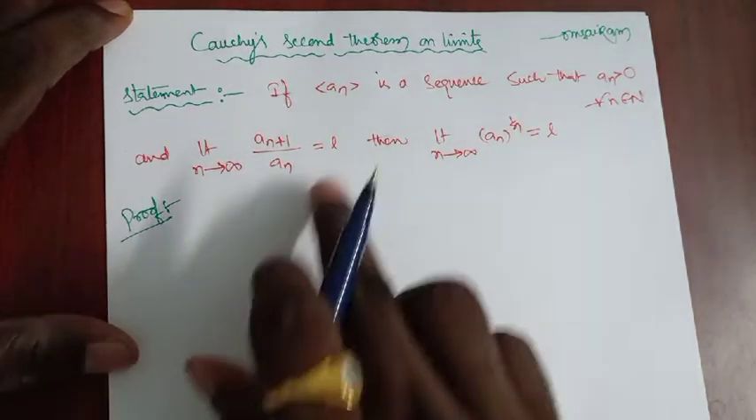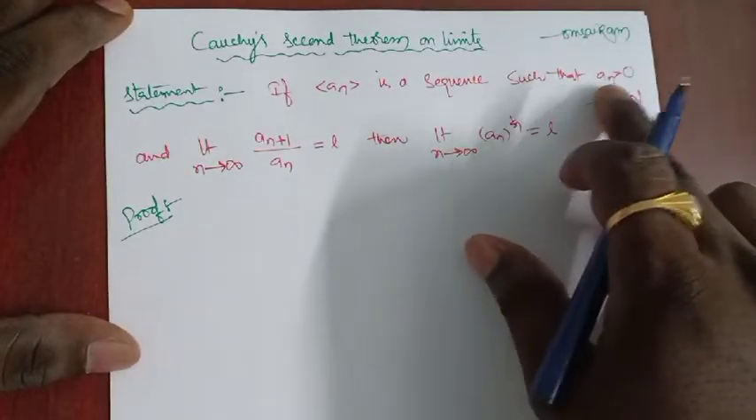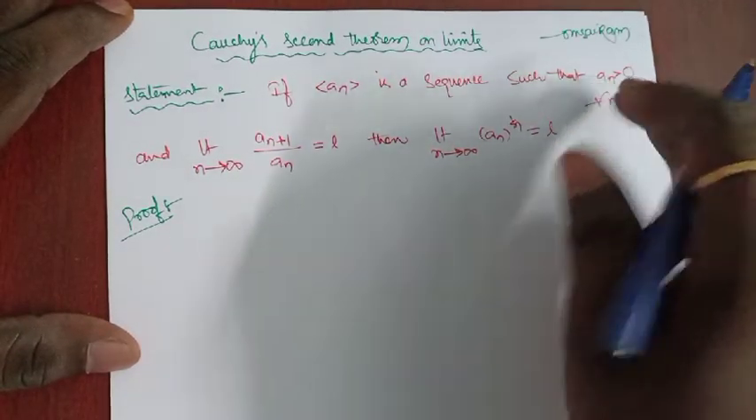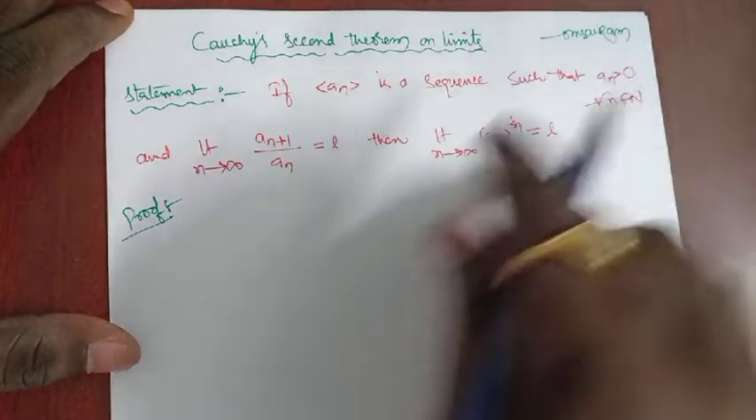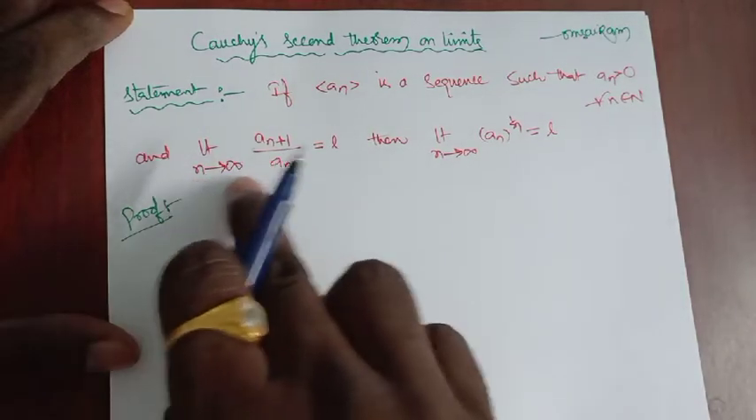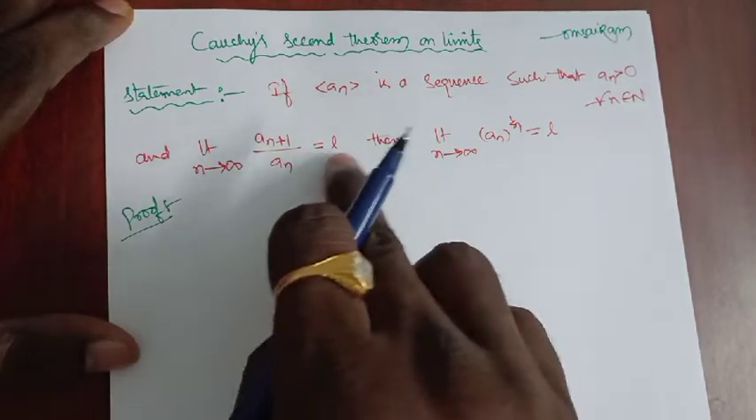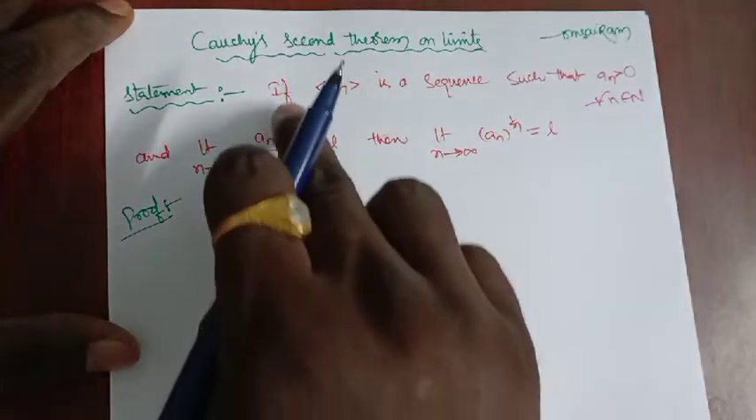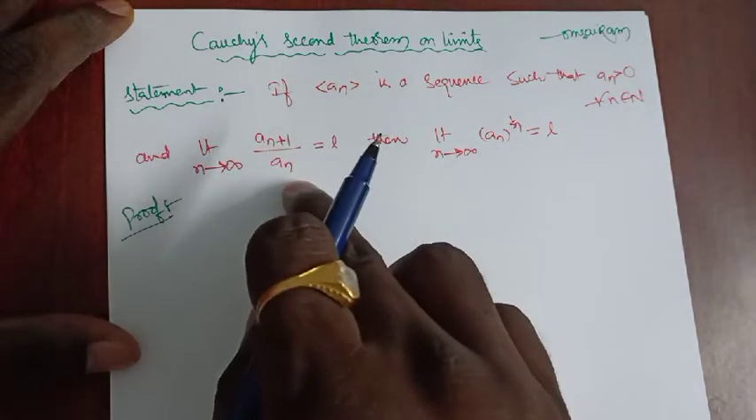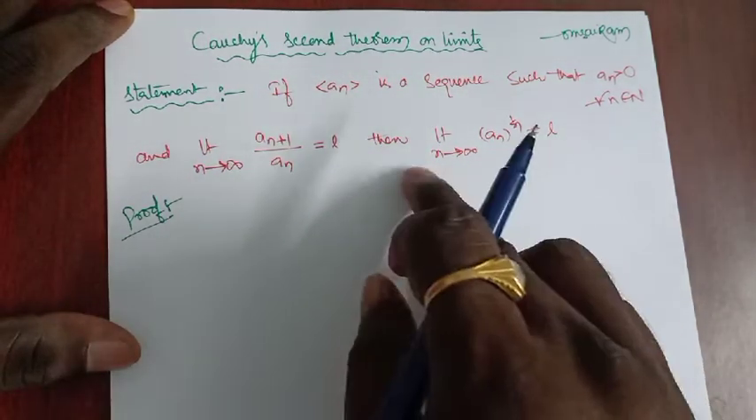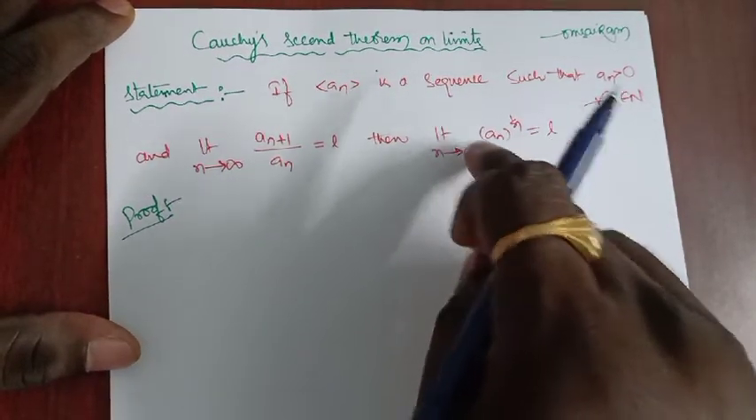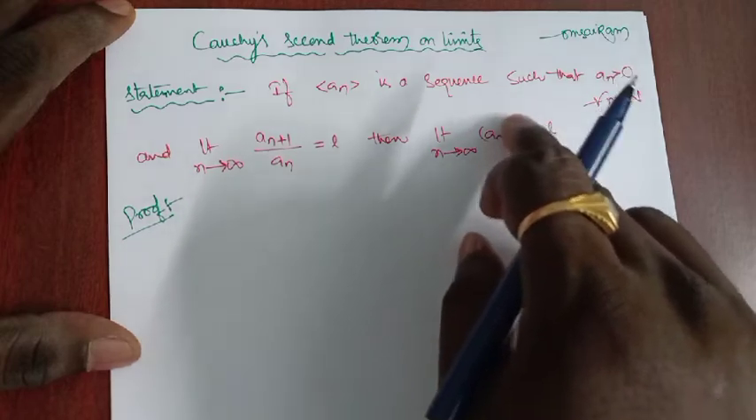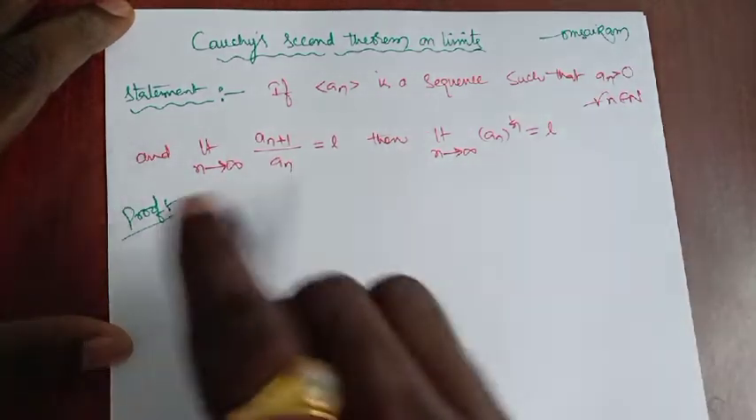Now coming to the statement: a_n is a sequence such that a_n > 0, which means a positive sequence, and the limit as n tends to infinity of a_(n+1)/a_n is L, which means a_(n+1)/a_n converges to L. Then we need to prove that the limit as n tends to infinity of (a_n)^(1/n) equals L.